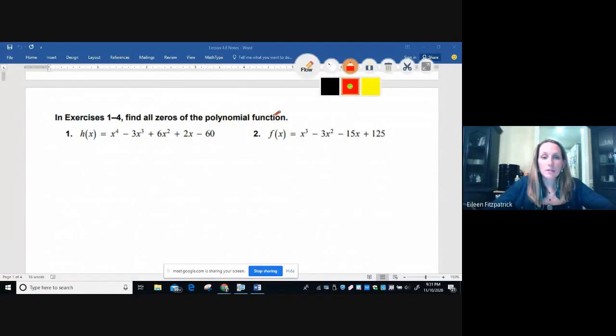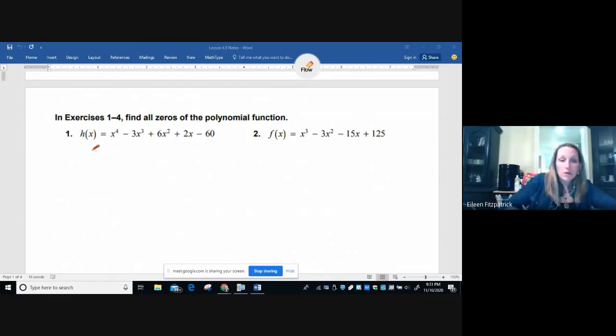So to find the zeros of the polynomial function, we usually set it equal to 0 and see if we can factor. However, if you're given a polynomial function that can't be factored, that's when we're going to use the rational roots theorem. A few things to notice here: since this is a polynomial with degree 4, I should have 4 solutions. Keep that in mind as we go through the problem.